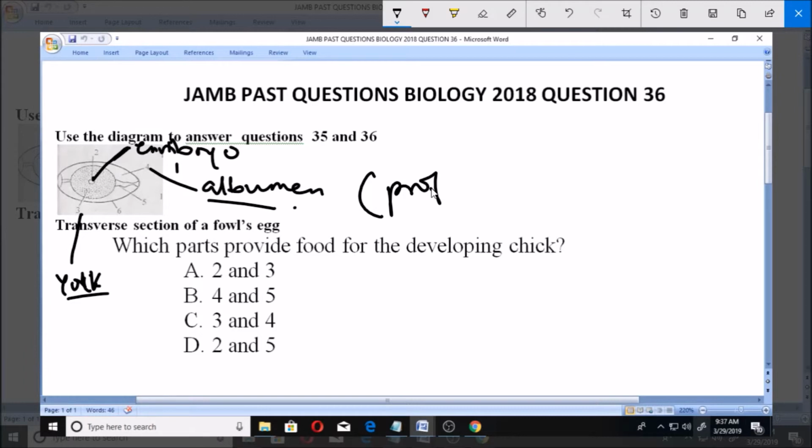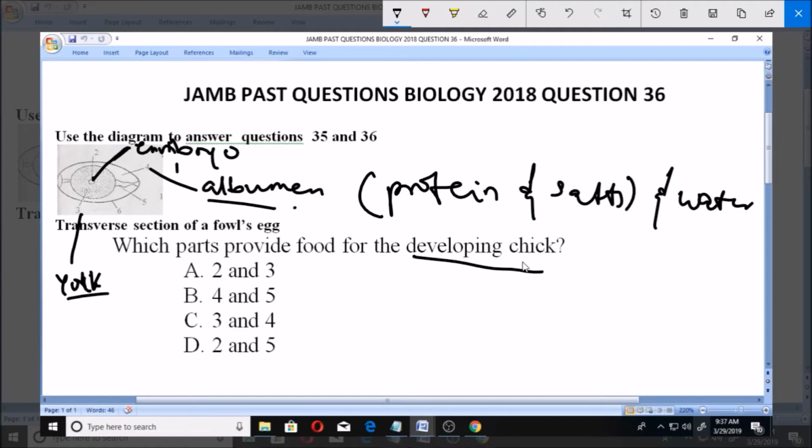They give the developing chick protein and what? Salts, as well as water. And with this, the developing chick can grow effectively. So it's better we understand this in perspective. These two things supply the embryo at the middle, the 2, enough food to develop. So that makes option C the right answer, because option C has 3 and 4, which is the yolk and the albumen.